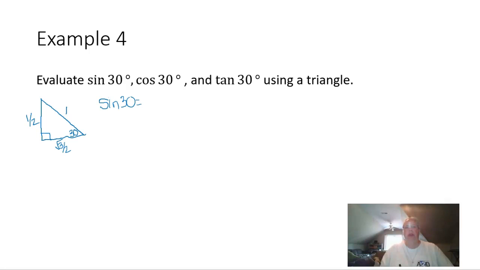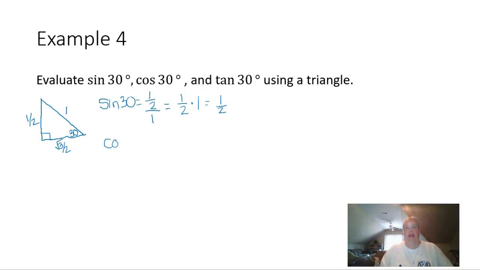we can do SOHCAHTOA here, opposite over hypotenuse, or we could do the fact that the sine is y divided by r, but in either case, 1/2 is the sine of the side that's across from the angle there. The hypotenuse is 1, and let's see, this turns into 1/2 times 1, which is just 1/2.